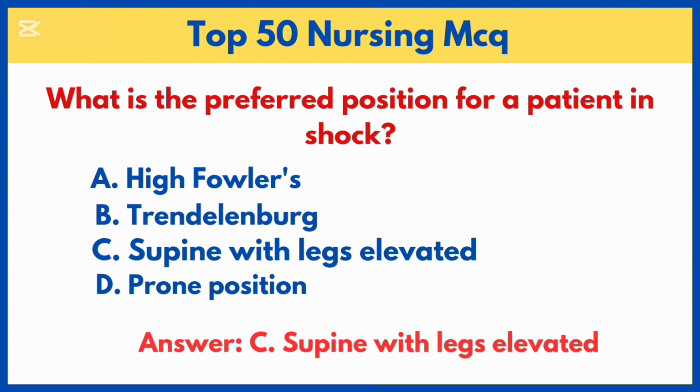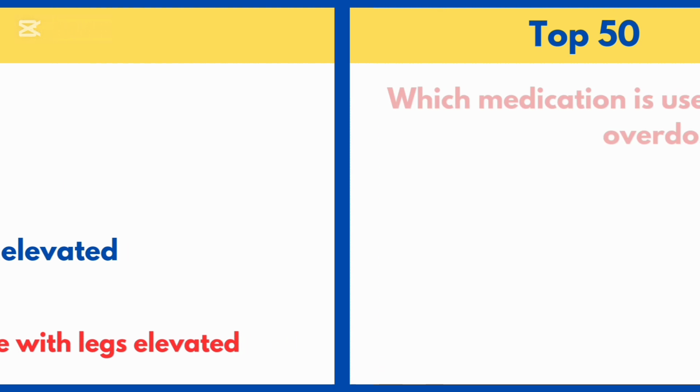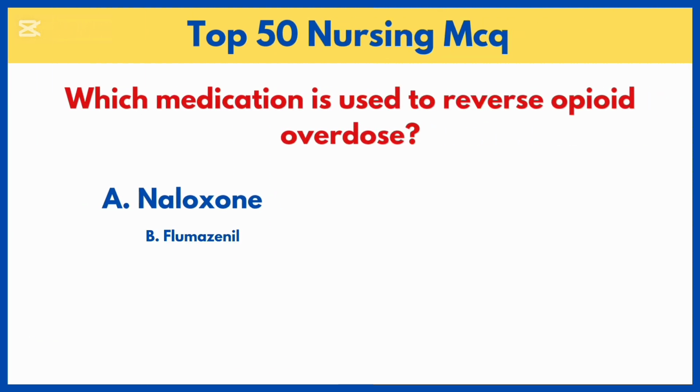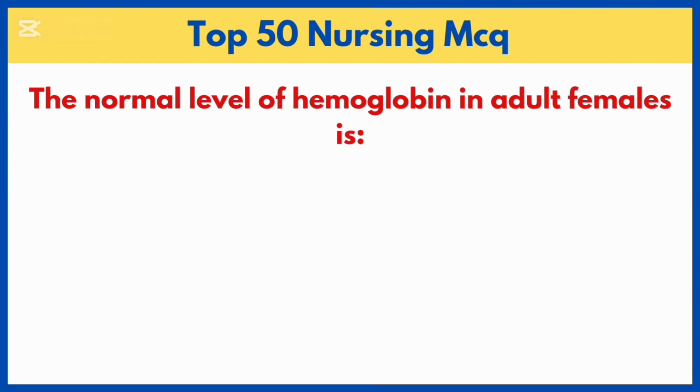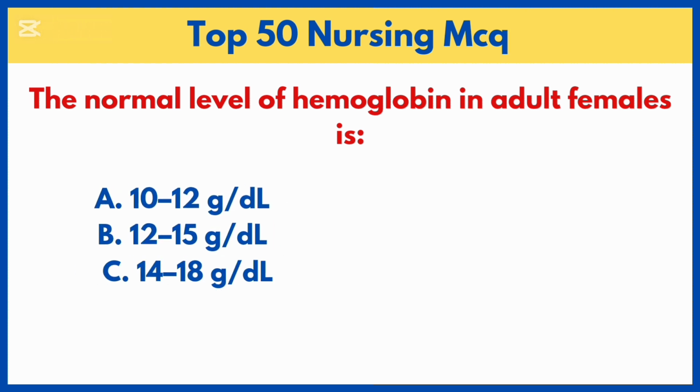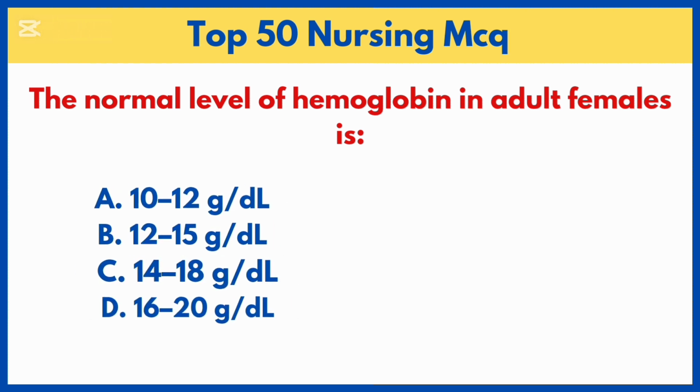Supine with legs elevated. Which medication is used to reverse opioid overdose? Correct answer is option A. The normal level of hemoglobin in adult females is. Correct answer is option B. 12 to 15.